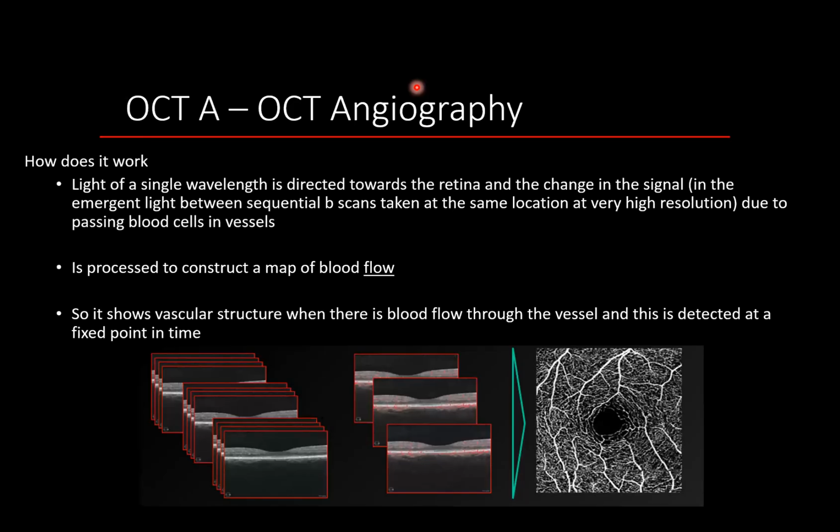So OCT angiography works in a way that a light of a single wavelength is directed towards the retina, and the change in the signal is measured in the emergent light between sequential B scans taken at the same location at very high resolution, from the passing blood cells in the different vessels. Therefore, it is processed to construct a map of blood flow, and it shows the vascular structures where there is blood flow through the vessels, fixed at a point in time, as you can see in these images below.